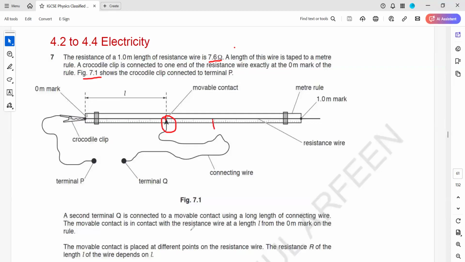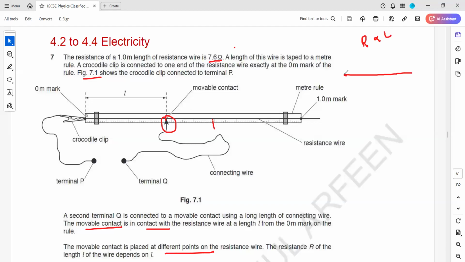Using a long length of a connecting wire, the movable contact is in contact at the length L. The movable contact is placed between the points of the resistance wire. The resistance R and the length L are there. So in this question, we have a wire. What we are doing is we are finding the relation between the resistance and the length.